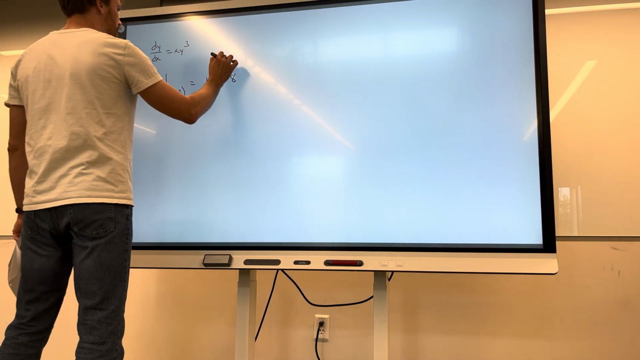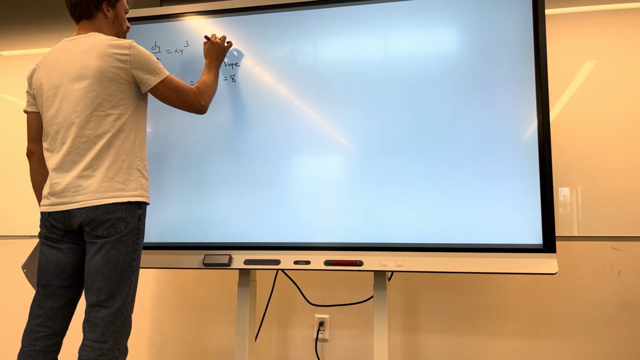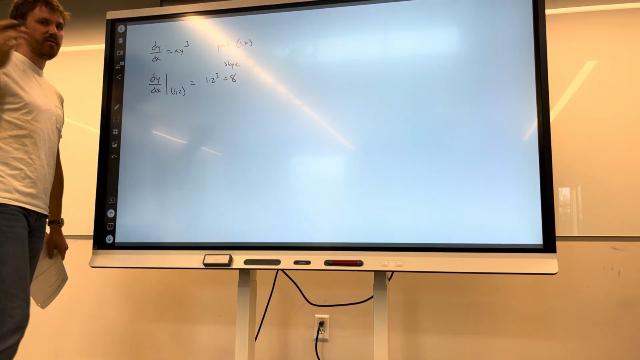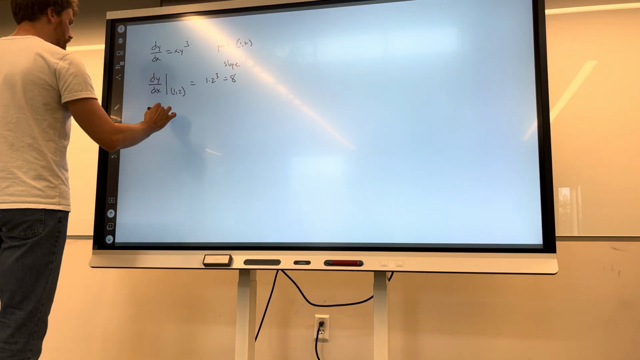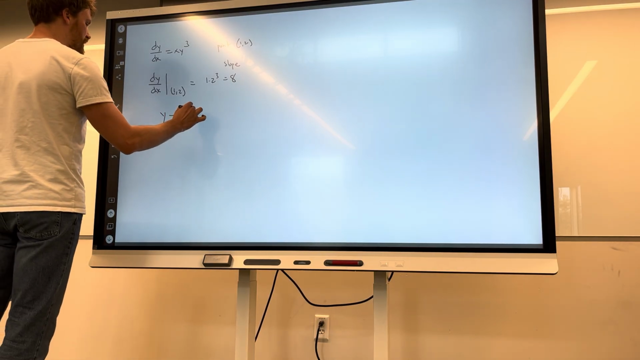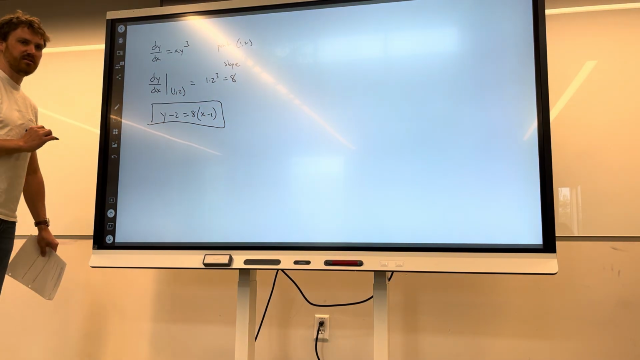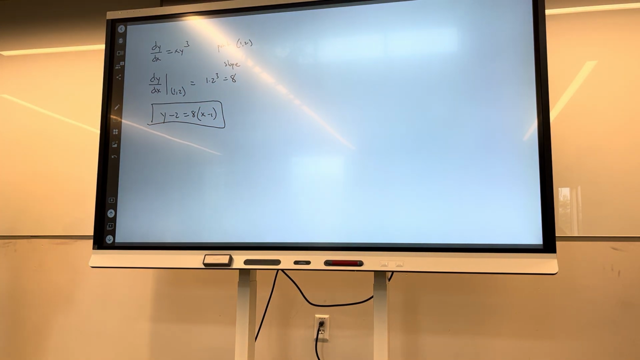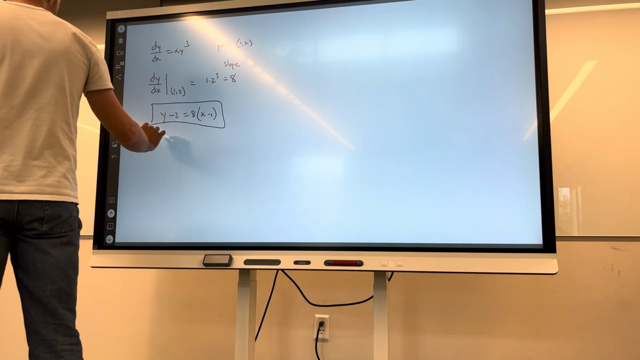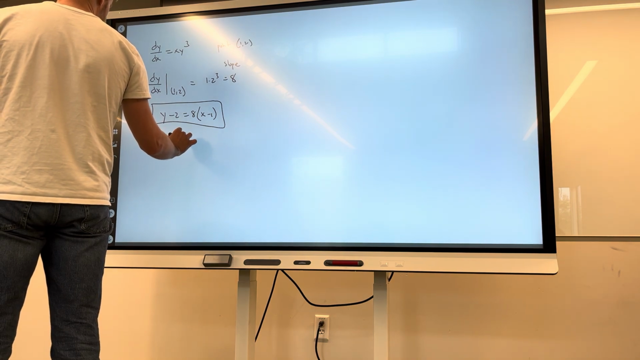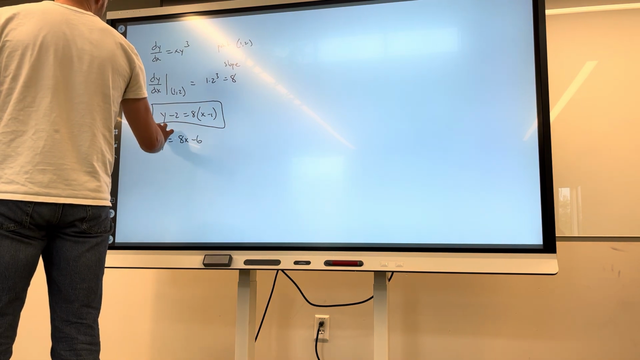That's our slope, and we have our point, which is (1, 2). So we have a point and we have a slope. We can just do y minus y1 equals m times x minus x1. Done. Tangent line at that point. Y minus the y value equals the slope times that. Sometimes it's nice to have it in slope-intercept form, so y equals 8x minus 6 would be another way to write it.